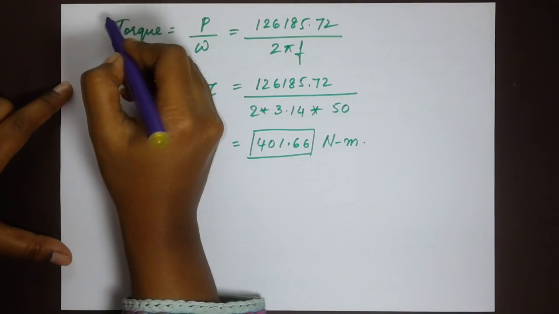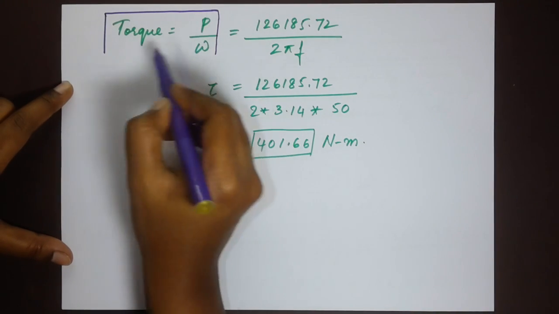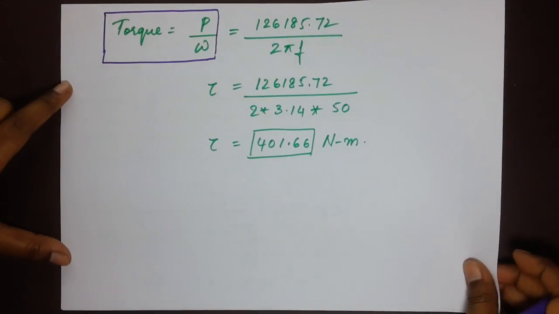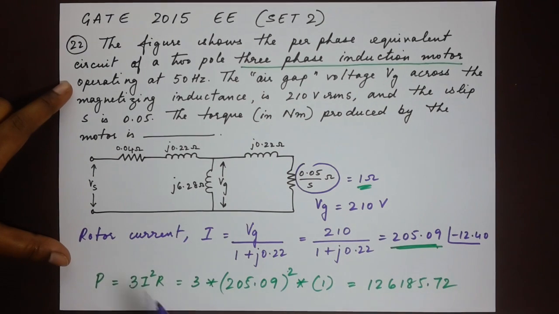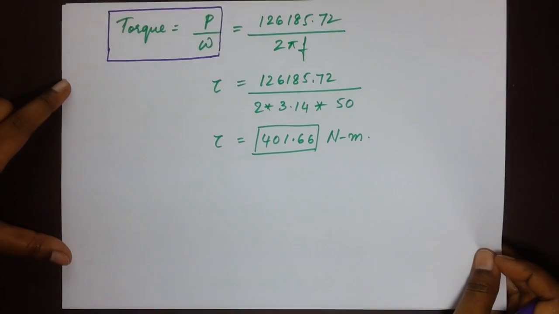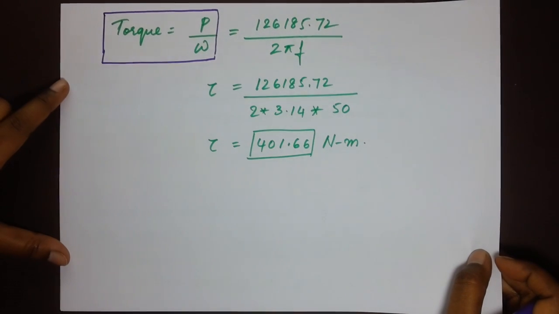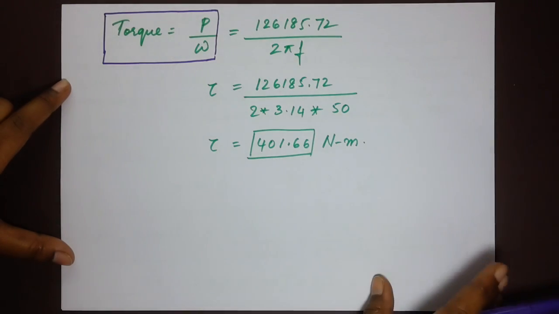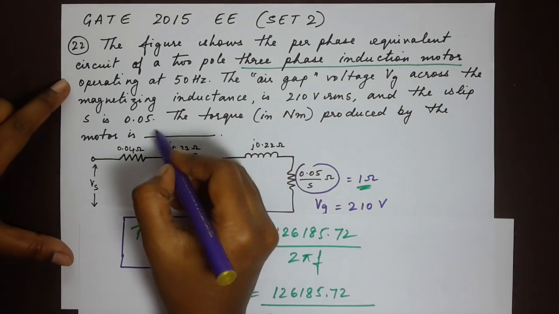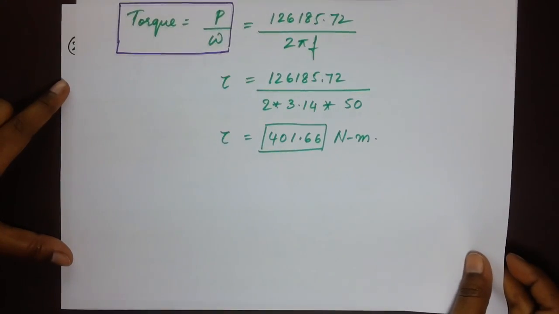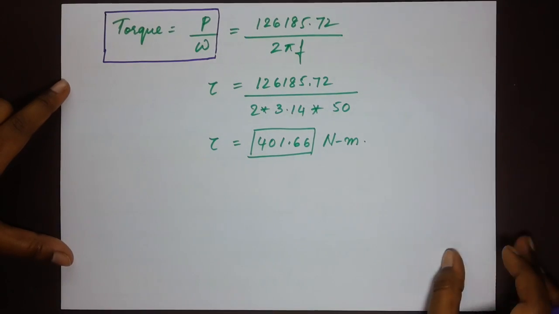So in this case, you will have to remember the formula torque is equal to power divided by omega. You would also have to remember the formula power is equal to 3I squared R. Torque is equal to power by omega. Right. Okay, so these are the important formulas and this is the explanation. The answer is 401.66. Well, I hope the explanation has helped.